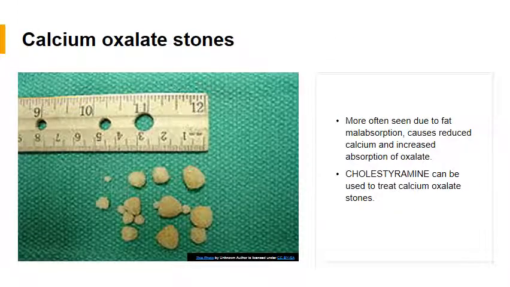Another interesting condition seen along with Crohn's disease is calcium oxalate stones in the kidneys. This happens because fat is malabsorbed in the small intestine, let's say at the ileocecal junction, and it causes reduced calcium absorption and increased absorption of oxalate, and that leads to formation of calcium oxalate stones. So that's why it can be treated by giving cholestyramine to treat calcium oxalate stones.